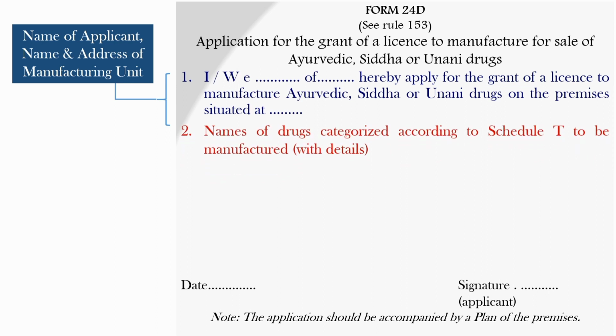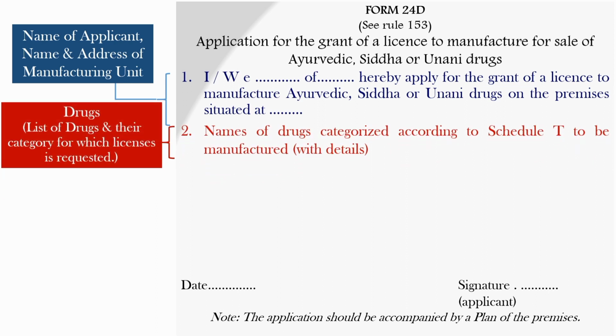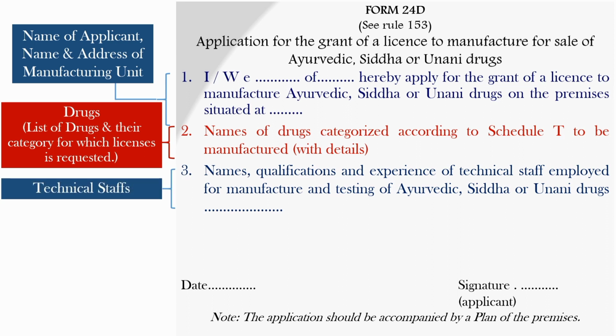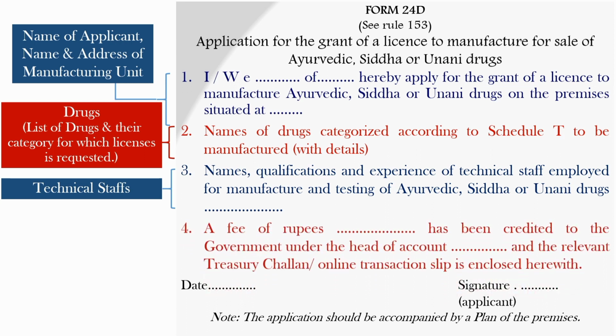The second information is about the drug, that is, the list of drugs and their category for which the license is requested. The third information is about technical staff, that is, the name, qualification and experience of the technical staff employed for manufacture and quality control. And the fourth information is about the fee detail. So now it is required to know what is a drug in relation to Ayurveda, Siddha or Unani system of medicine, who are the technical staff, and what is the fee structure for the manufacturing license.